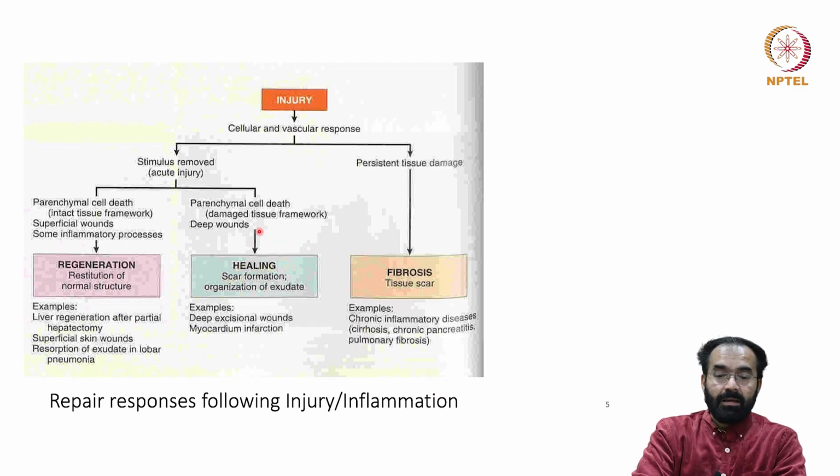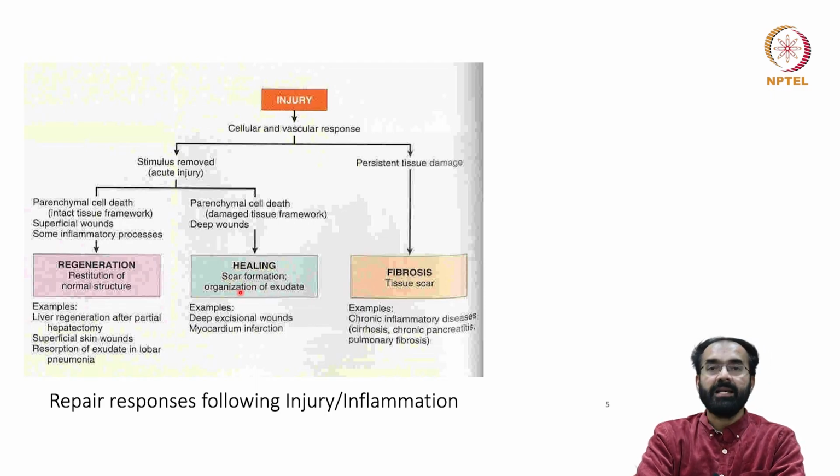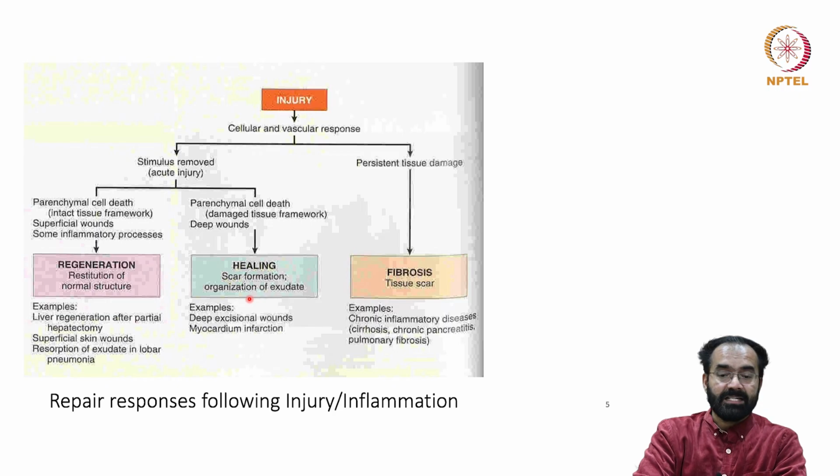When parenchymal cell death is associated with damage to the tissue framework, that means basically deep wounds, the response is a process called healing. There is no proper regeneration; rather it heals, and definitely a scar is formed, which we call scar formation. Here the organization of exudate exists. That means the damage in the organ is very prominent, and it does not look like it has regenerated properly. Some examples include deep excisional wounds and myocardial infarction.